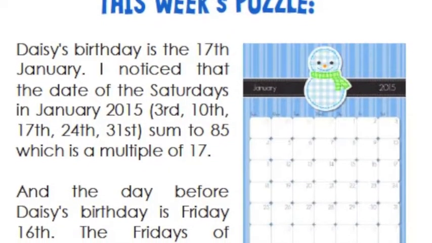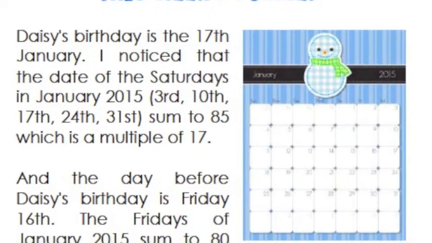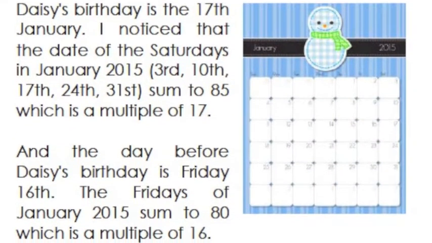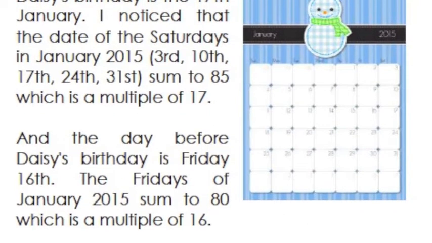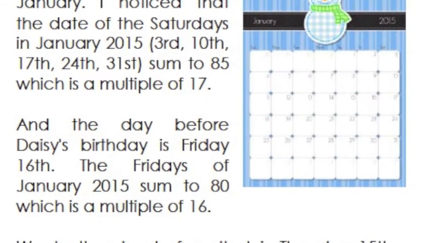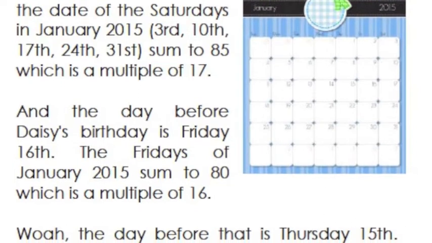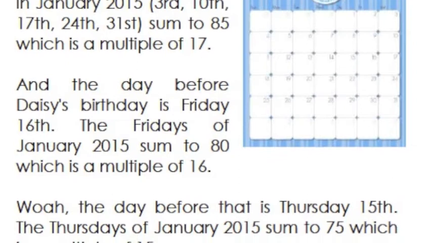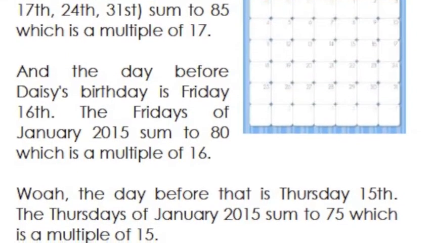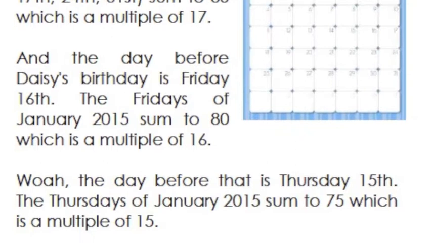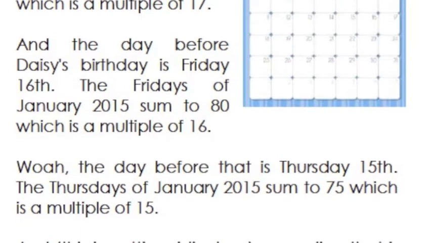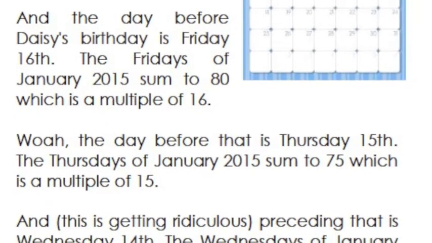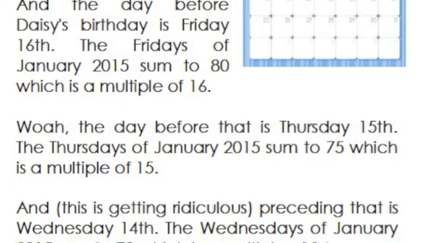Daisy's birthday is the 17th of January. I noticed that the Saturdays in January 2015, the 3rd, 10th, 17th, 24th and 31st, add up to 85, which is a multiple of 17. And the day before Daisy's birthday is a Friday, the 16th, and the Fridays of January 2015 sum to 80, which is a multiple of 16. Whoa! The day before that is Thursday, the 15th. The Thursdays of January 2015 sum to 75, which is a multiple of 15.